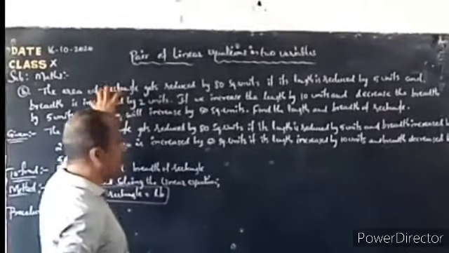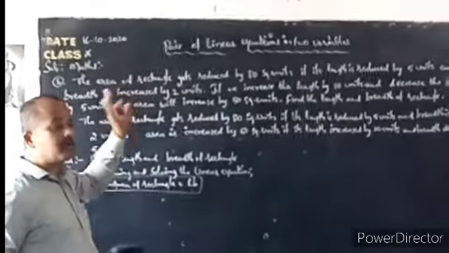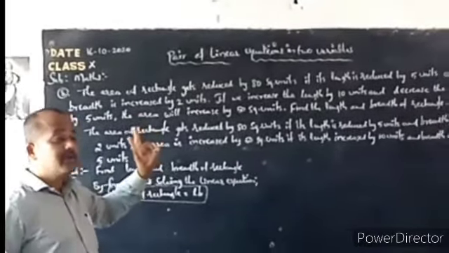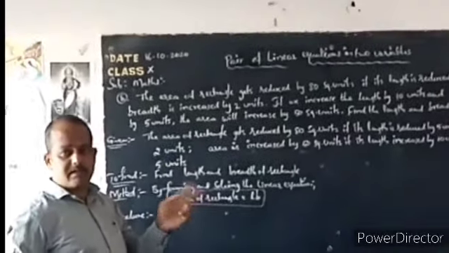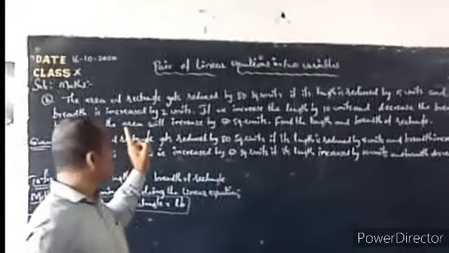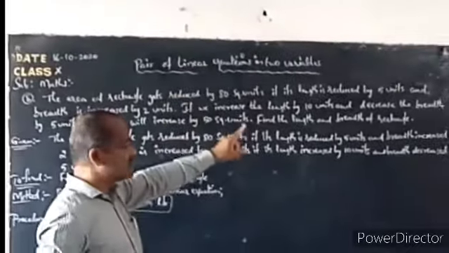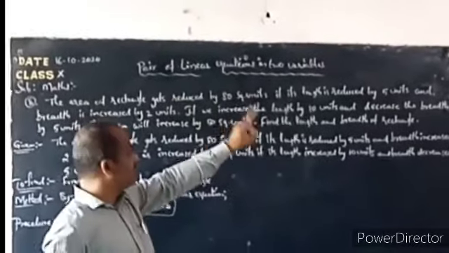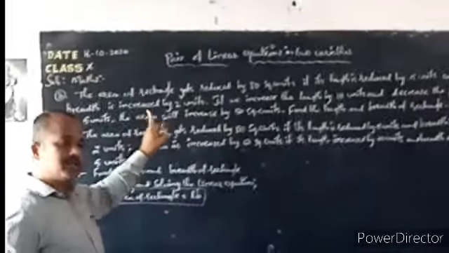First we have to observe what is given in the question. What statements are given? Here two different statements are given. The first statement is: the area of the rectangle is reduced by 80 square units if the length is reduced by 5 units and breadth is increased by 2 units.